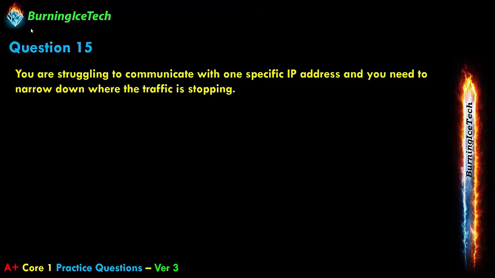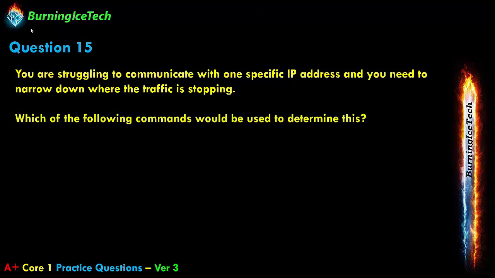You are struggling to communicate with one specific IP address, and you need to narrow down where the traffic is actually stopping. So you want to figure out where the issue might be. Is there something in between, perhaps, that's causing the shenanigans? Which of the following commands would be used to determine this? So to determine where the issue might be. Is it answer A, ping? Now guys, all 4 of these are command prompt commands, just FYI.